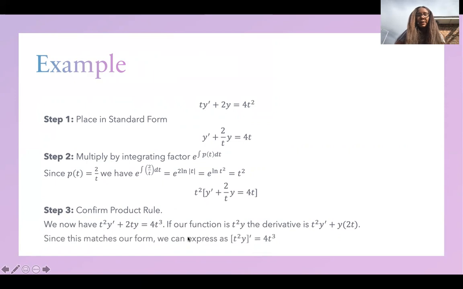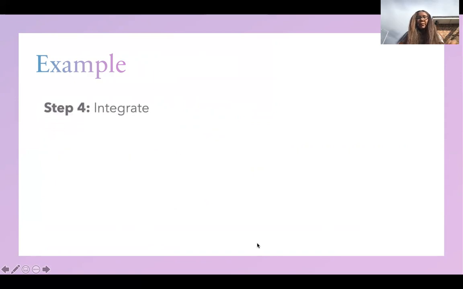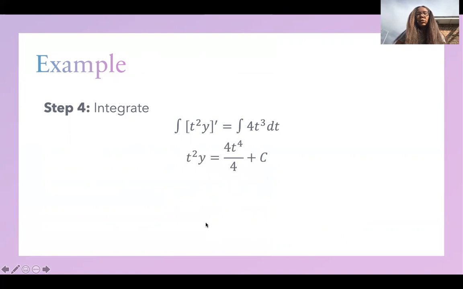And so that means that we have t squared y prime is equal to 4t cubed, and we can integrate both sides. And when we integrate, because of the antiderivative and the derivative, we're just going to get t squared y plus our integration constant on the left. And then integrating a polynomial is pretty straightforward, right? So we get t squared y equals 4t to the 4th over 4. We've already combined our constants here, plus c. And then dividing by t squared and simplifying, we get y is equal to t squared plus c over t squared.